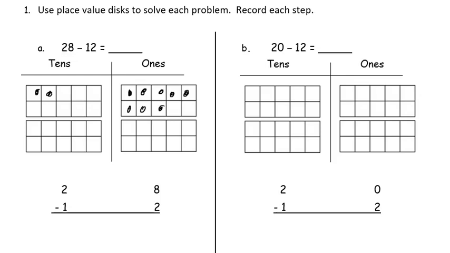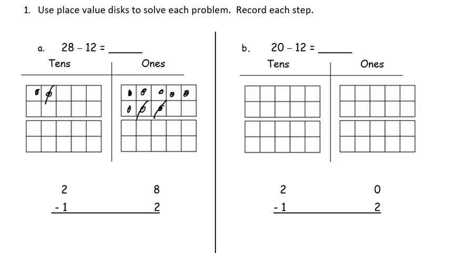To show my subtraction, I'm going to cross off the number that I'm supposed to subtract. So I'm subtracting 12. That means I'm going to remove 2 1s. So I'm just going to cross off 2 of the 1s and 1 10, and I'll cross that off. Looking at my place value chart, I can see my final answer is 1 10 and 6 1s, or 16. We can show that below.